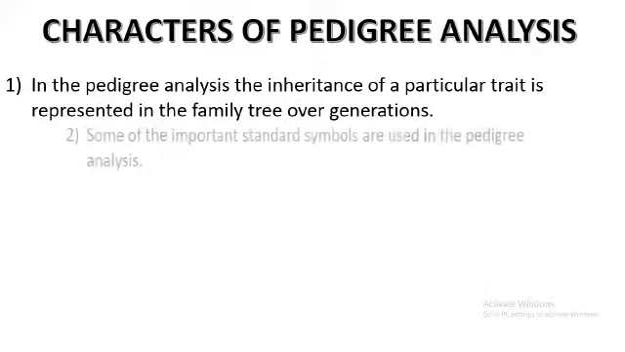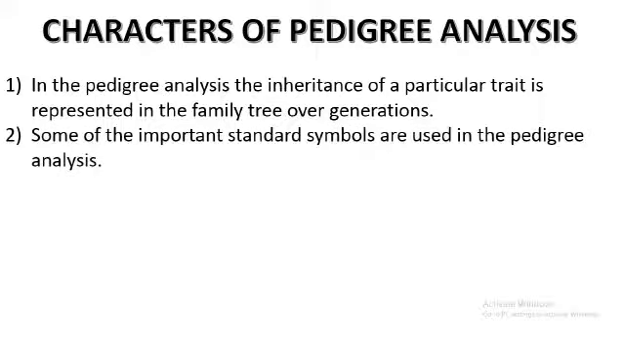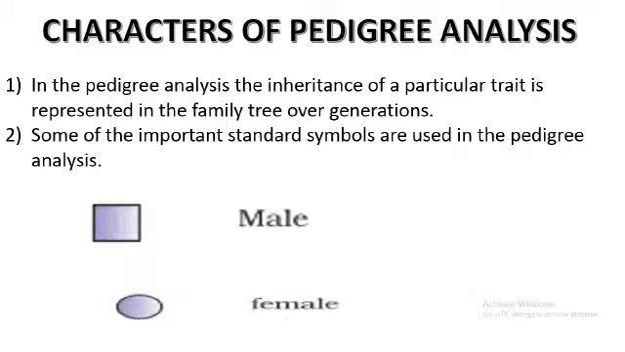Then the second thing is, when we represent this character, we use certain symbols for representing this pattern. So what are those symbols? The first symbol is the square. Usually if it is unshaded, the square is called male. Likewise, the circle, the second symbol, represents female.